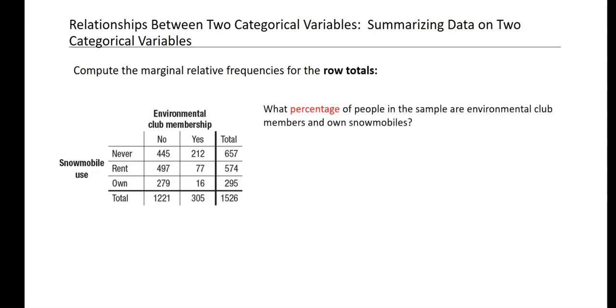What percentage of people in the sample are environmental club members and own snowmobiles? Now here's a little different kind of question. Again, percentage of people in the sample, out of everybody, that's the denominator. But who do we want? We want an "and" here. So we want yes to environmental club member, and own. There's only 16 folks that fall in that category.